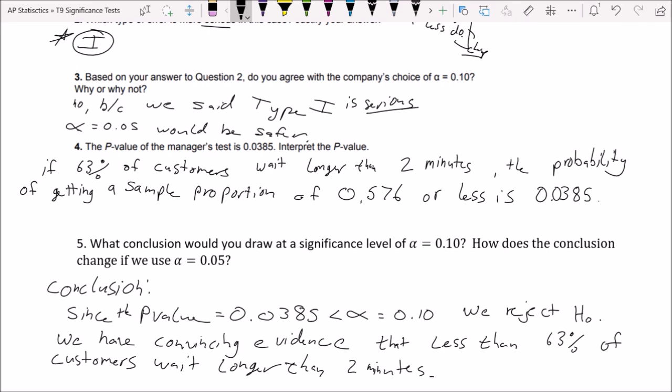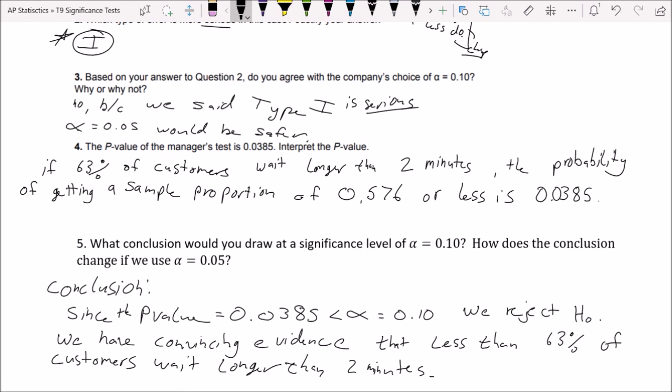Okay, so you see how this conclusion, it's two sentences. One of them is in context, one of them is just basically a statistics sentence. So the first one, since the p-value, blah, blah, blah, we reject the null hypothesis, that is a stats sentence. You also then always have to contextualize it in the actual question.